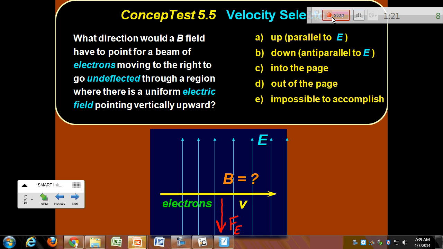So that means in order for this stream of electrons to keep going straight, the magnetic force has to be what direction? Two forces acting on it. The magnetic force has to be up. So FB has to be up. And so now what type of magnetic field will cause this magnetic force to be up?